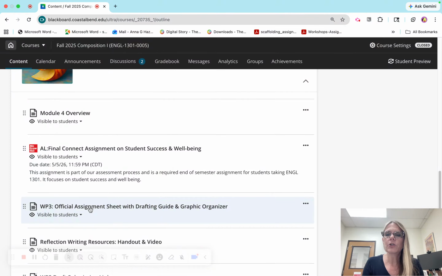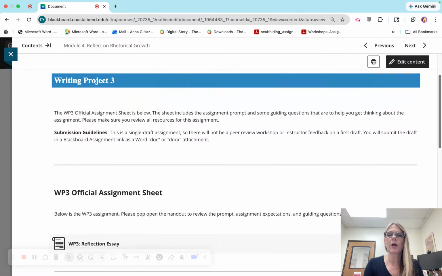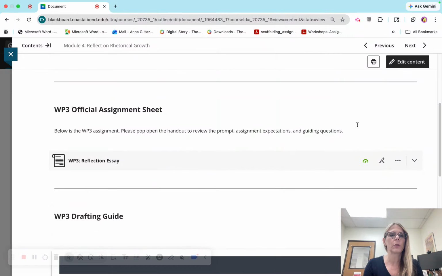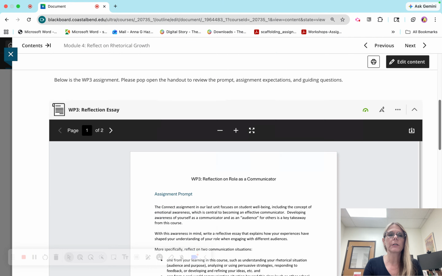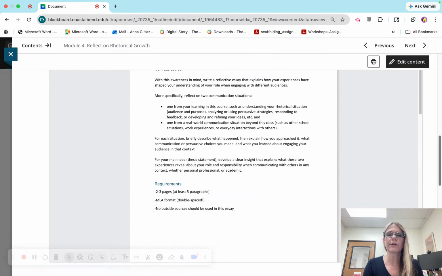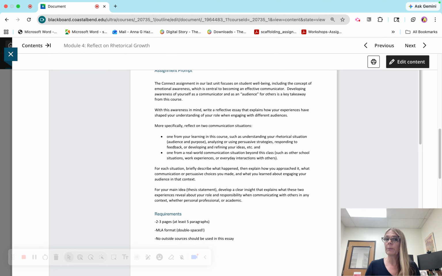this is the official assignment sheet with all the resources. Here's the same type of assignment sheet you are familiar with, that you can pop open and look at. All the information, the prompt, everything is there, okay? I said 2 to 3 pages on this one to make it a little shorter, because I know you don't have as much time to do a longer paper. So 2 pages, double spaced, MLA format, is what you're aiming for.